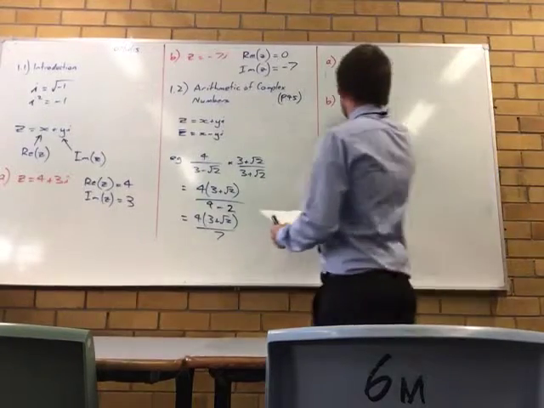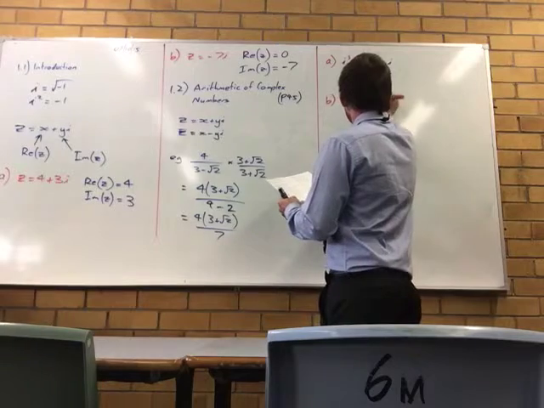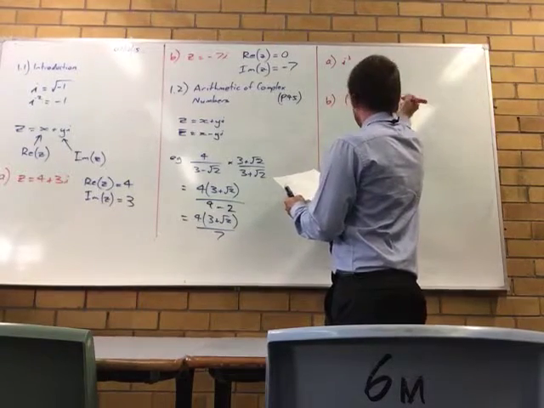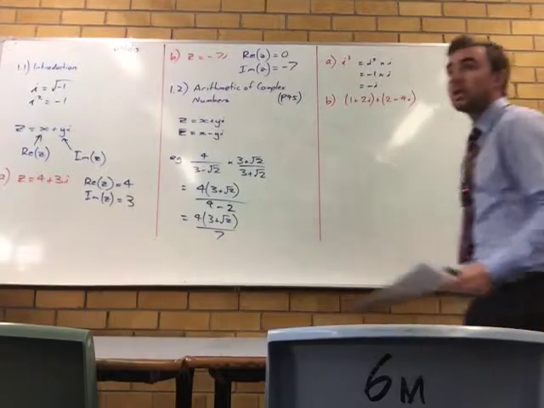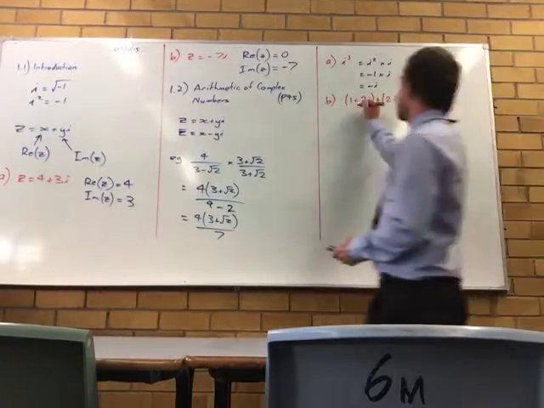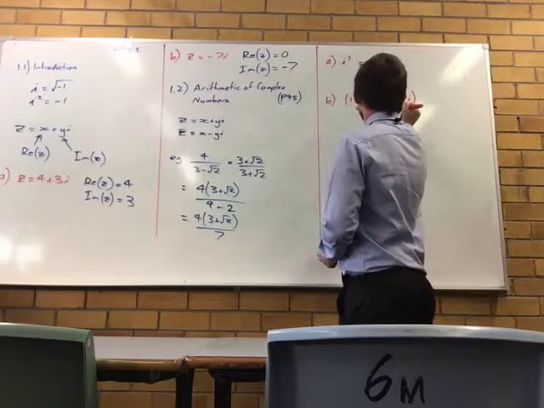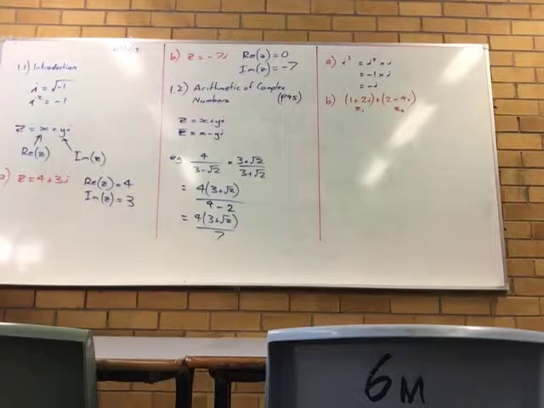Alright, addition: 1 plus 2i plus 2 take away 4i. So we have two different numbers there. We've got complex number 1 and complex number 2. Complex number 1 is 1 plus 2i, complex number 2 is 2 take away 4i, and we want to do an addition between those two complex numbers.